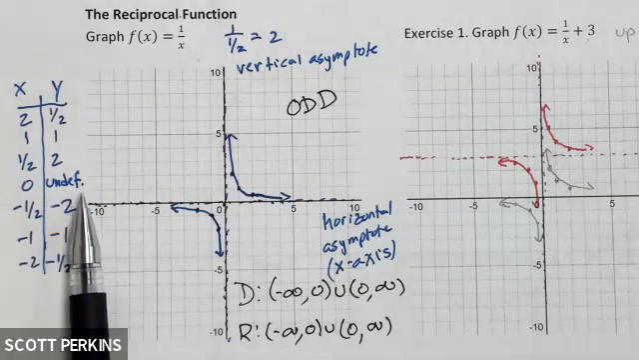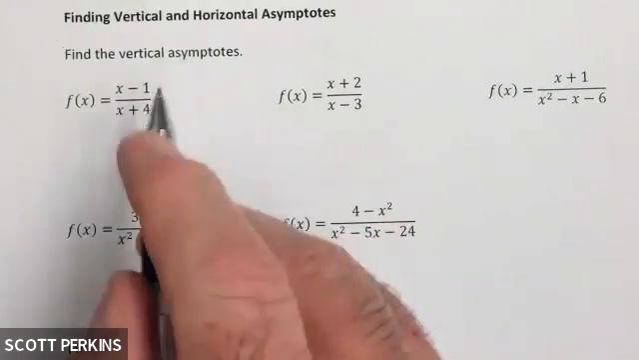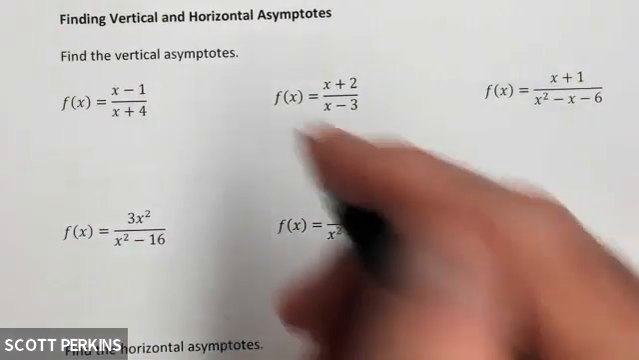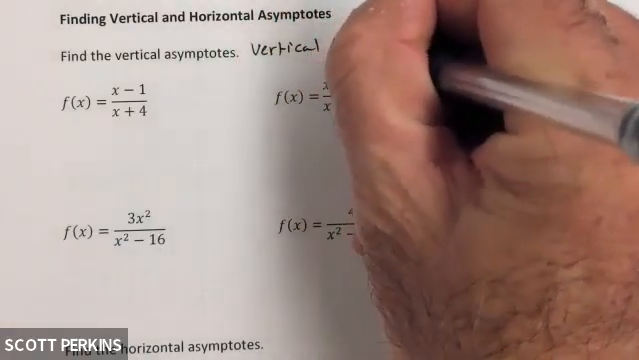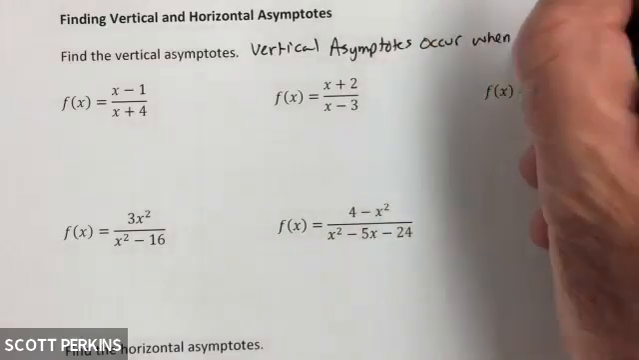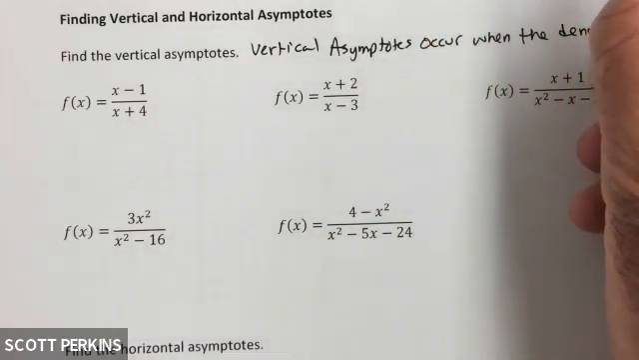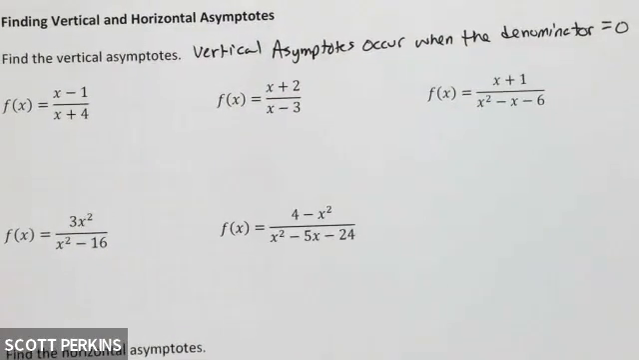Yes, I got undefined. So I got a 0 in the denominator. Okay, awesome. So to find vertical asymptotes, here is the process. Vertical asymptotes occur when the denominator is 0. Vertical asymptotes occur when the denominator is equal to 0, when you have values that you plug in that you would get undefined.